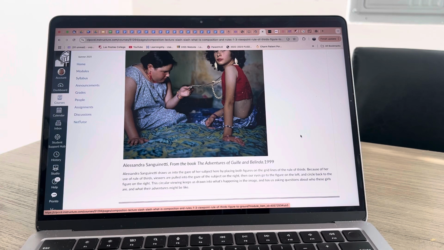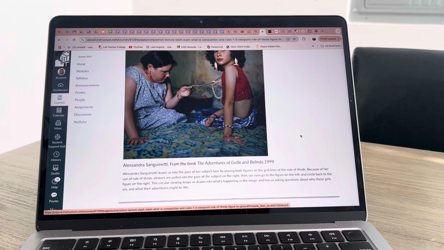Ms. Sanguinetti draws us into the gaze of her subject here by placing both figures on the grid lines of the rule of thirds. Because of her use of the rule of thirds, viewers are pulled into the gaze of the subject on the right. Then our eyes go to the figure on the left and circle back to the figure on the right.